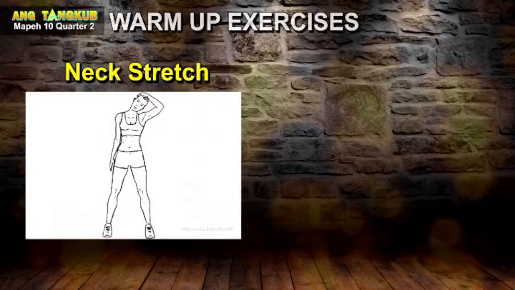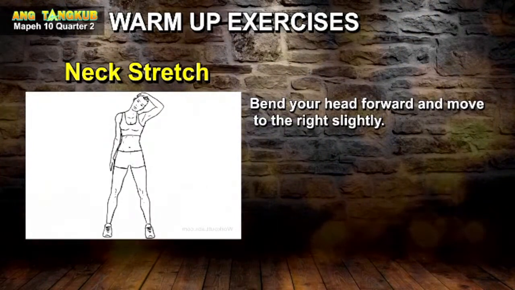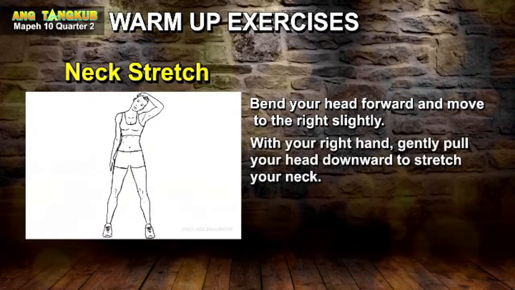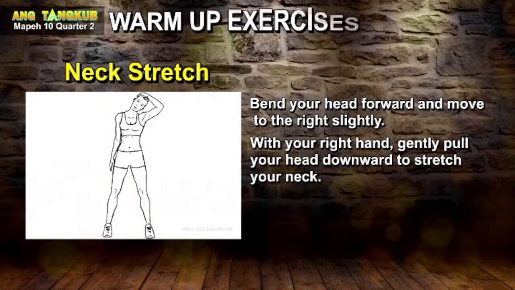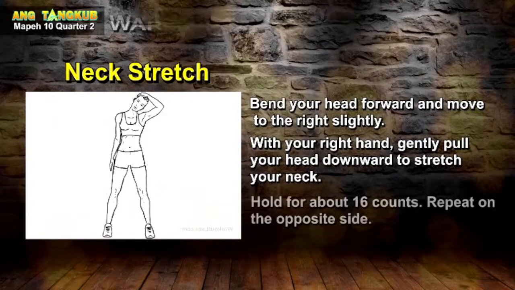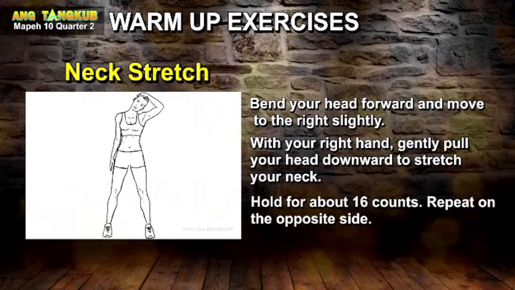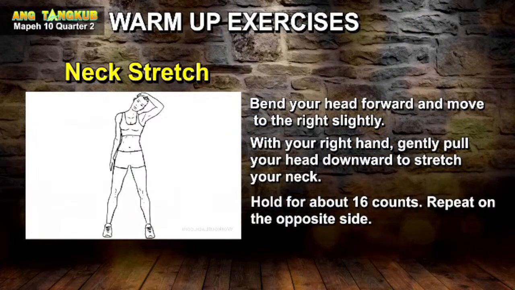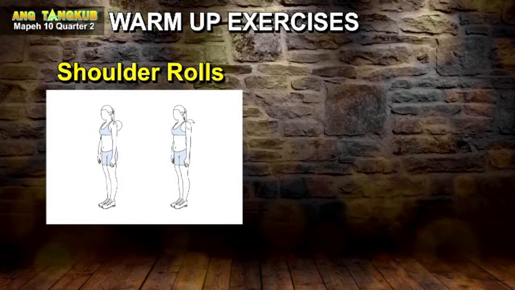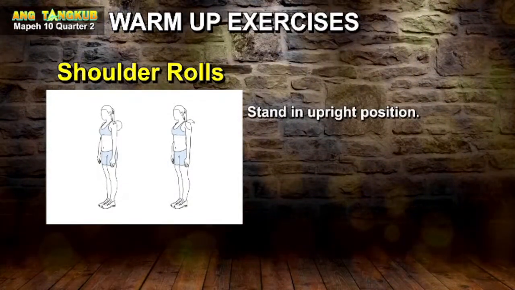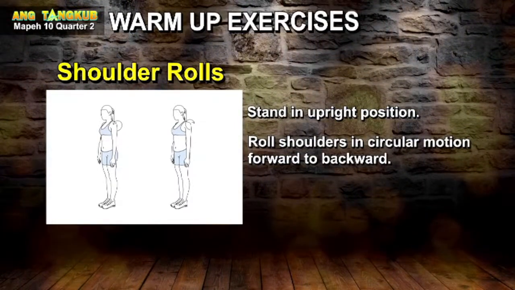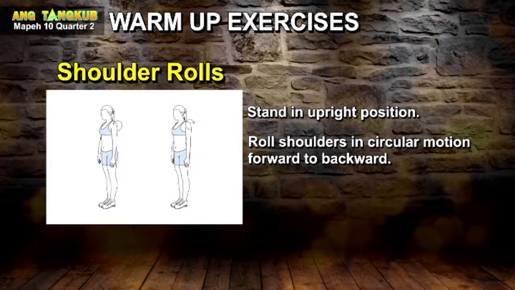Neck stretch. Bend your head forward and move to the right slightly. With your right hand, gently pull your head downward to stretch your neck. Hold for about 16 counts. Repeat on the opposite side. Next, let's proceed to shoulder rolls. Stand in an upright position. Roll shoulders in circular motion forward to backward.